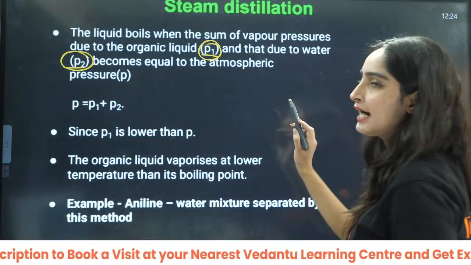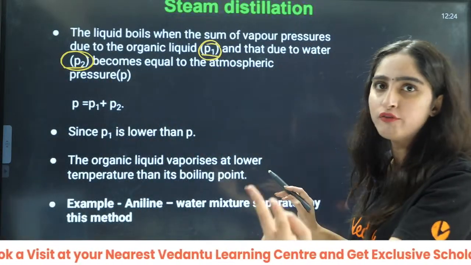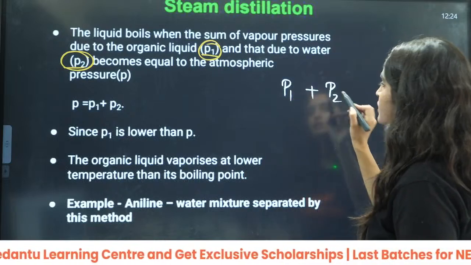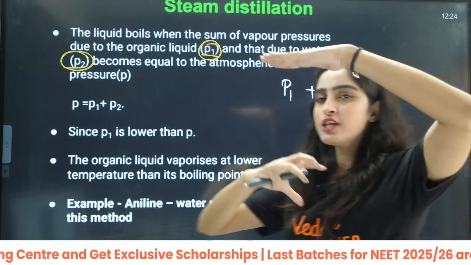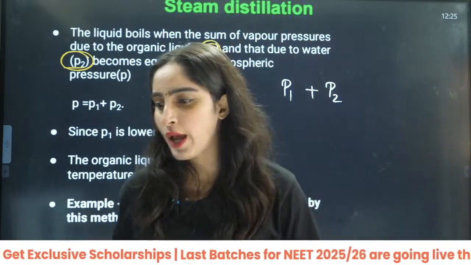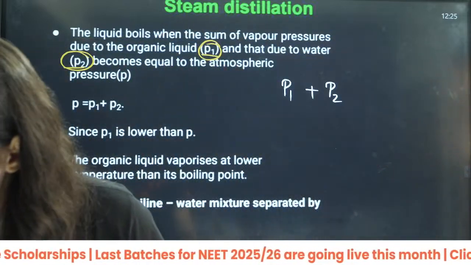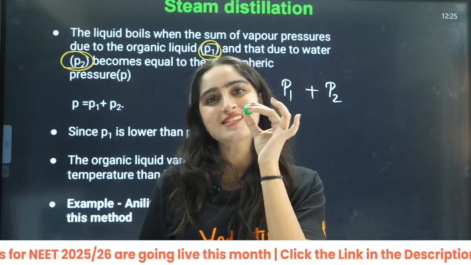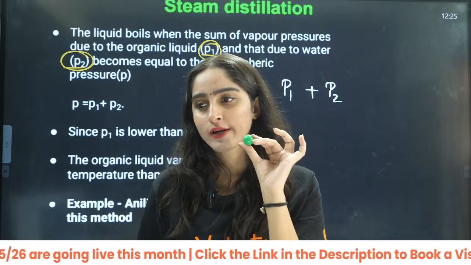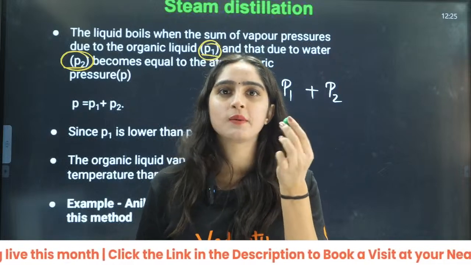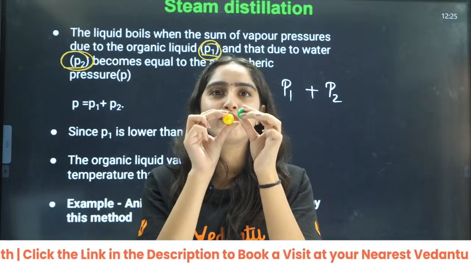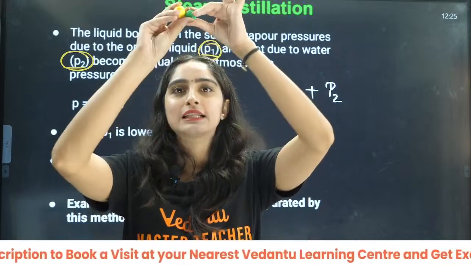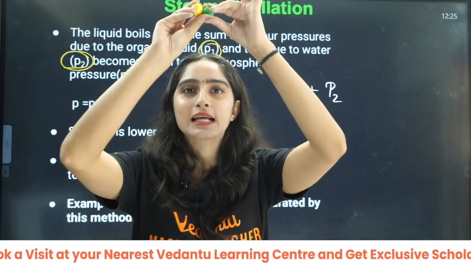They are saying that you have two vapors. One is your P1, that is for your organic compound. This is for your water vapors. Then these two together, for example, this is you, and this is your Diksha ma'am. You are very sad here. You're like, I don't know how to do organic chemistry. I'm very sad. Then Diksha ma'am is like, hey, don't worry, I am here for your rescue, right? Then you both together will crack the NEET.